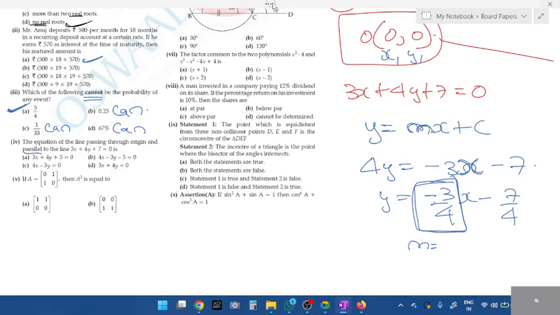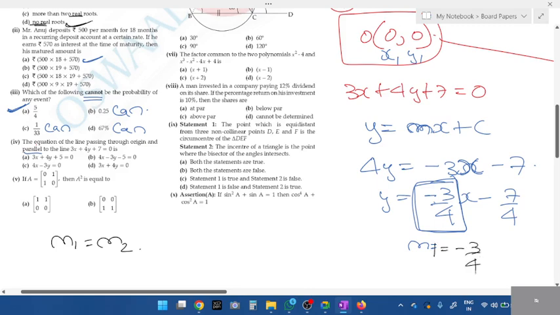Okay, just another one point, student. See, if the word parallel is given, what's the formula? m1 should be equal to m2. What is the m1 value we got? m1 was minus 3 by 4. So m2 also should be minus 3 by 4. So you take origin 0, comma 0. Even this m you take as minus 3 by 4. Is this clear, students?